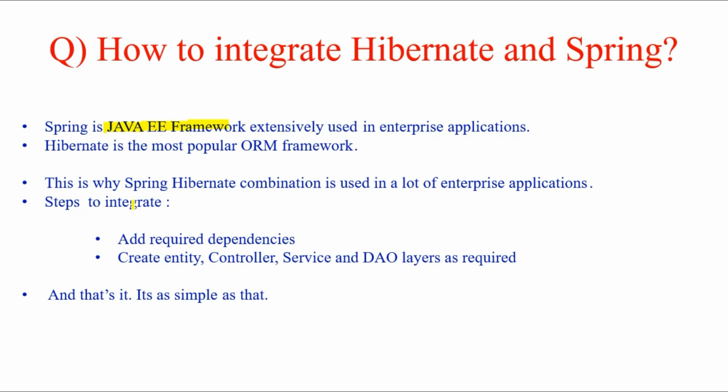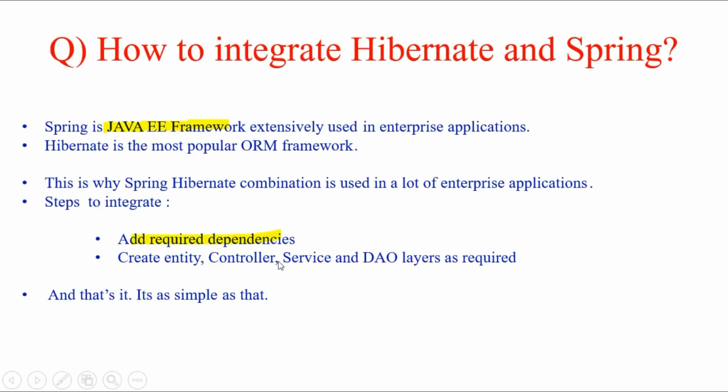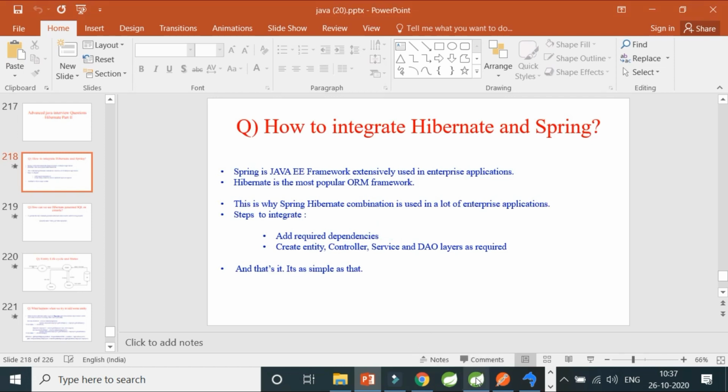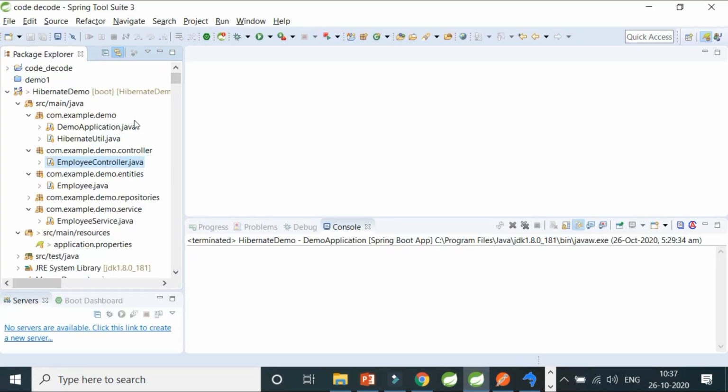Now basically we have two simple steps to do that. The first is to add the dependencies in the POM. I'll show you how. And secondly, create the entity, controller, service and DAO layer as per the requirement. So rather than going through this, let me show you how to do that programmatically.